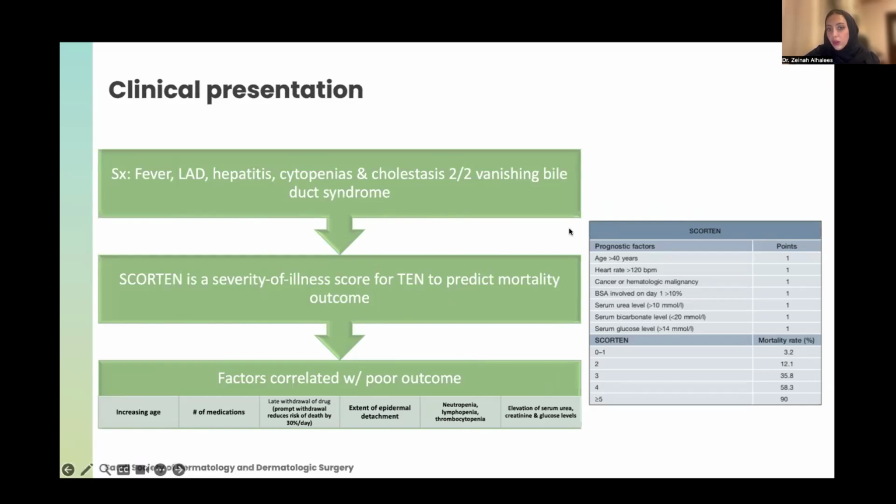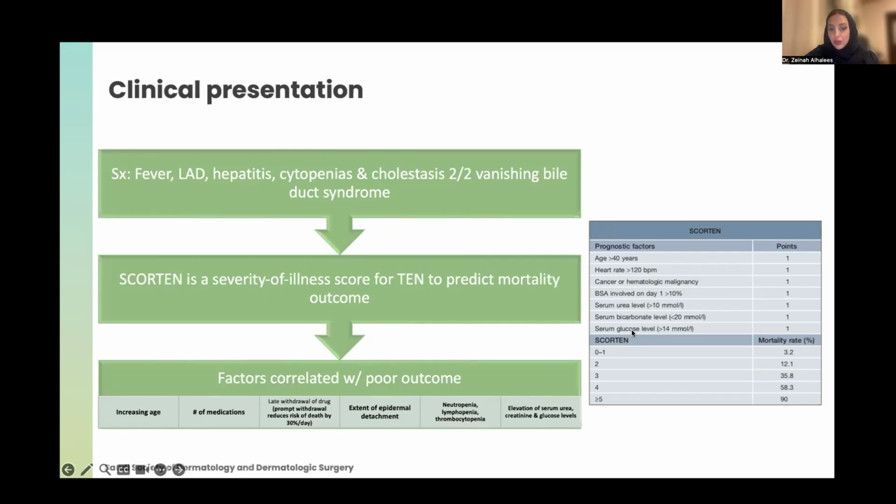They tend to ask you about the components in exams. So the way I remember them is you have 2 history, 2 physical exam, 3 labs. Your 2 history is age above 40, and then cancer history or hematological malignancy. Your 2 physical exam is your heart rate above 120, and your BSA on day 1, the initial presentation, of more than 10%. And then your labs, you have your urea level, bicarbonate, and glucose.